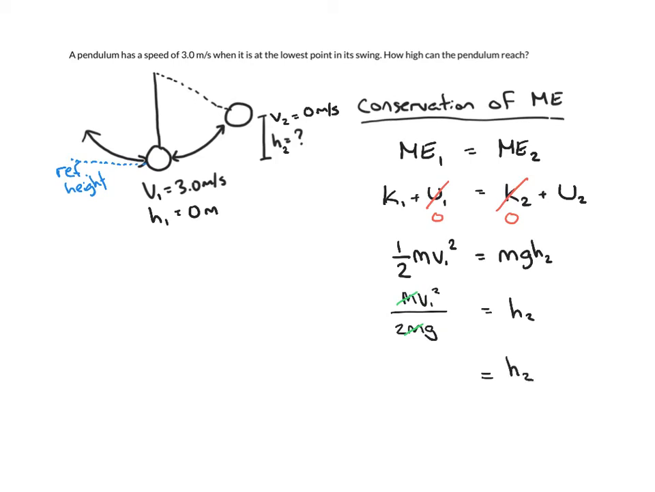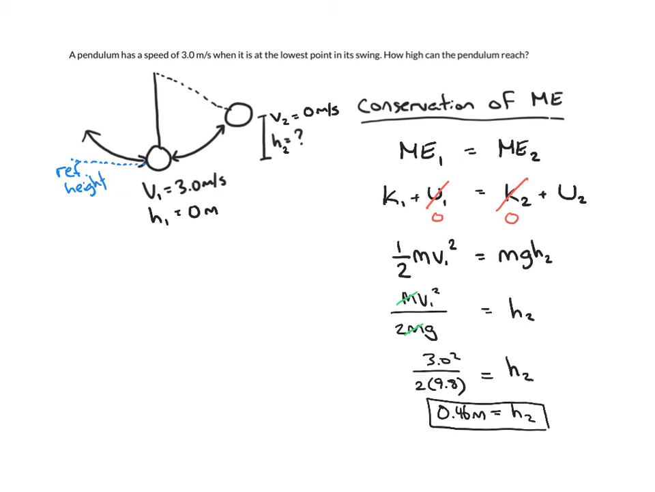Okay, now I'll just fill in the values. So in the numerator, v1 squared is 3 squared. In the denominator, 2g, so 2 times 9.8. I can calculate that out in the calculator. And I get 0.46 meters.